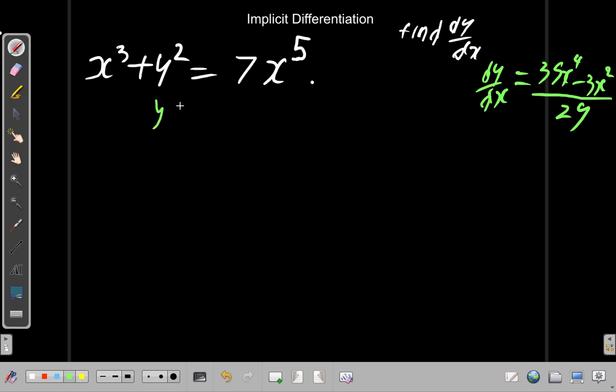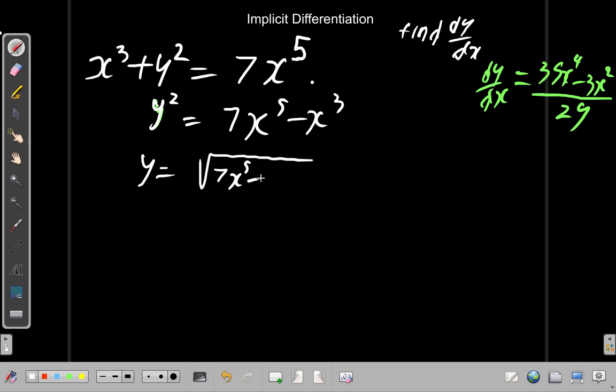Y squared would be 7x to the 5 minus x cubed, and then y would be the square root of 7x to the 5 minus x cubed, right? Which is the same thing as saying y is equal to 7x to the 5 minus x cubed raised to the power of 1/2. Now, if you're going to differentiate this, you have to use a chain rule.